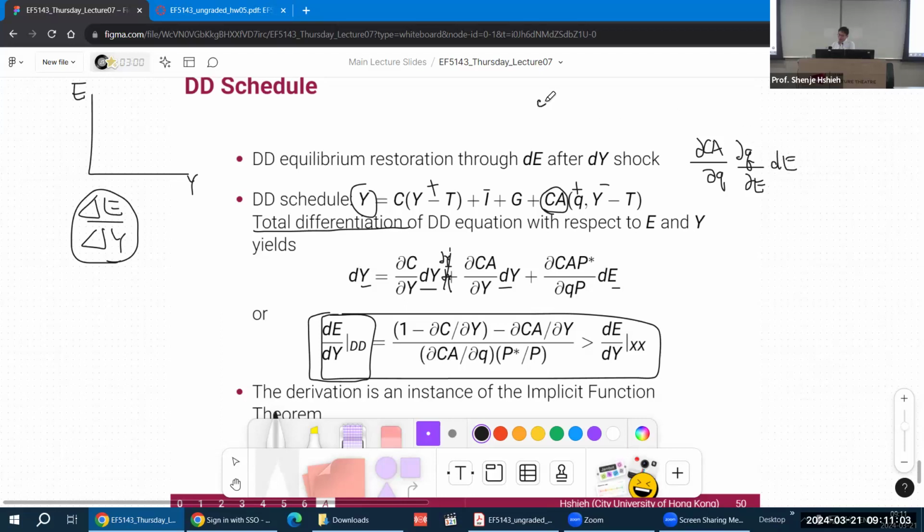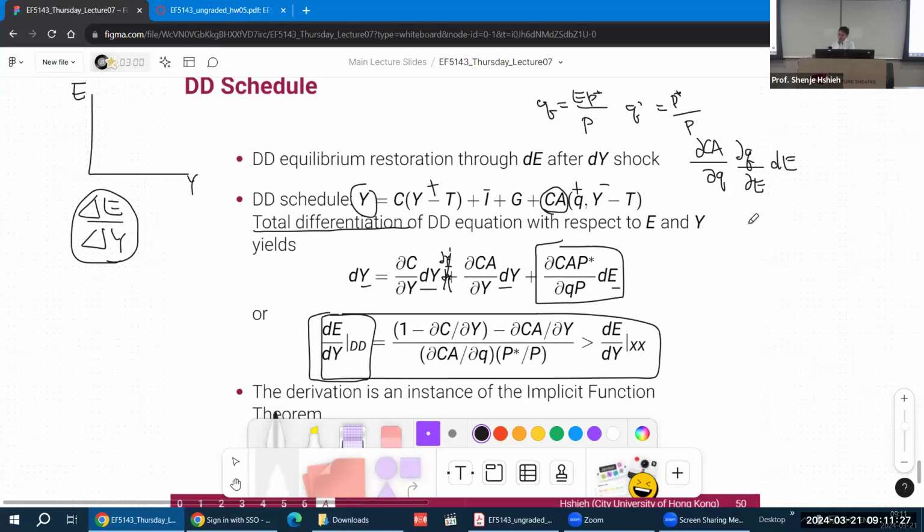So we know how Q is defined. Q is defined as EP star over P, right? And if we take the derivative of Q with respect to E, it's just the price ratio. So that's just calculus, right? I'm not going to test you on them. I'm just telling you where this expression comes from, okay?